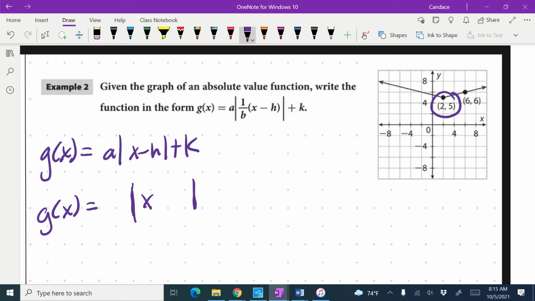2, 5. Okay, so what do I have to do to the 2, to put it inside those absolute values? We got to make it negative, right? Switch the sign when it goes in, because that's our h value. Okay, what am I going to put for k? Yep, just plus 5. Good. All right, I'm going to erase my little thing here.